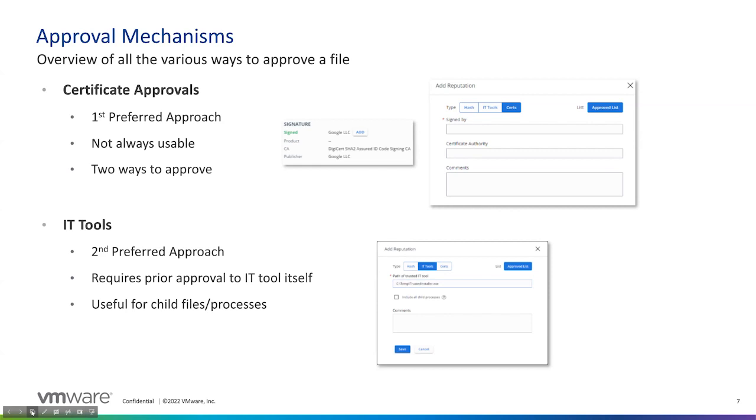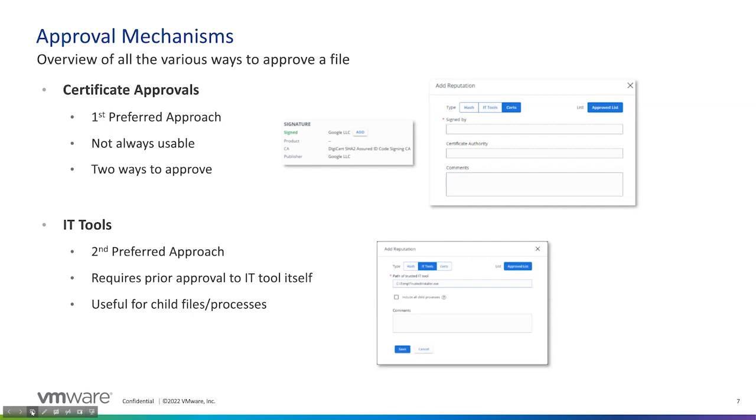So with IT tools, the biggest caveat is that the IT tool that you list, in my example right here trustedinstaller.exe, receives zero approval itself. IT tools is not to approve the file that you are listing. It is intended to approve the child processes and the child files dropped by that process or that executable.